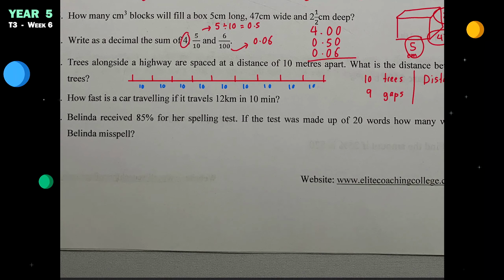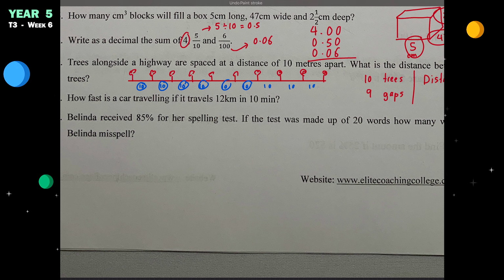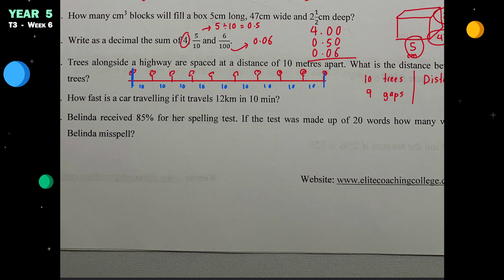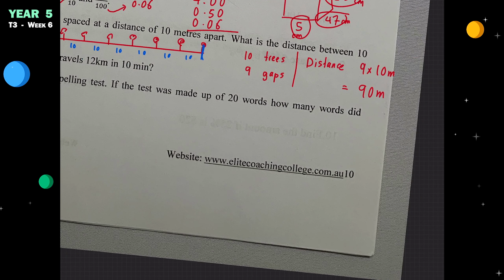If you don't believe me, you can look at it here. You got 10 trees. Here's your 10 trees. These are all trees, right? 1, 2, 3, 4, 5, 6, 7, 8, 9, 10. Yes, 10 trees. And then there are 9 gaps. I'll circle them for you. There's 1, 2, 3, 4, 5, 6, 7, 8, 9. 9 gaps. And the total distance between all the trees is 9 gaps times the gap distance, which is 10 meters. So you get 90 meters.